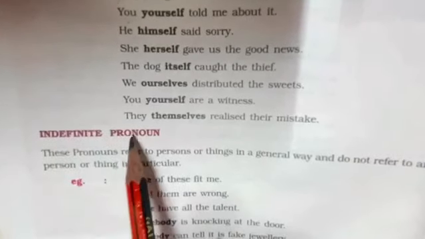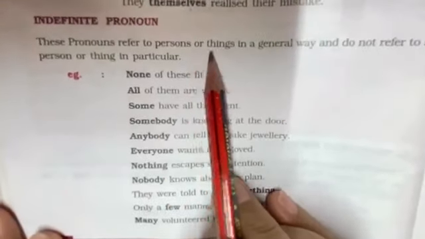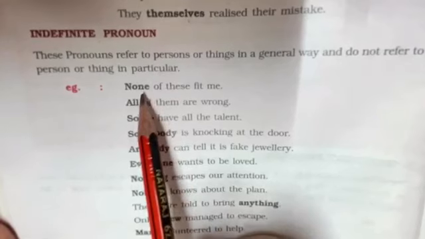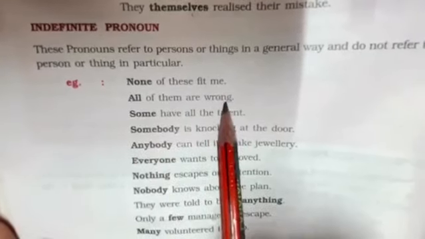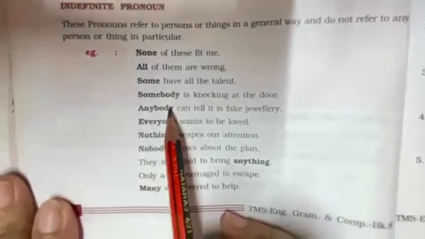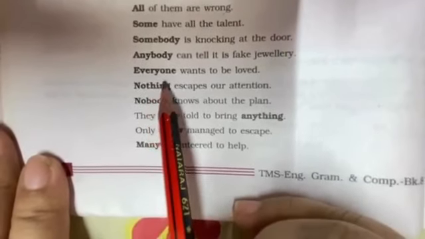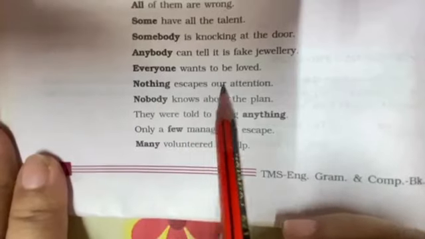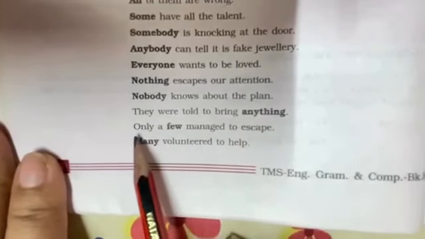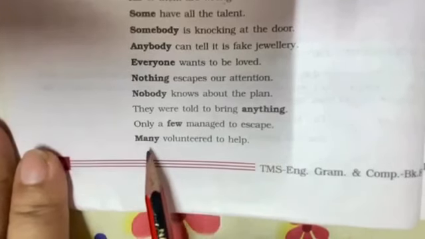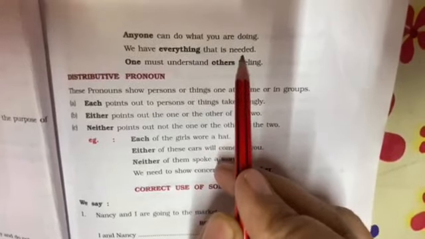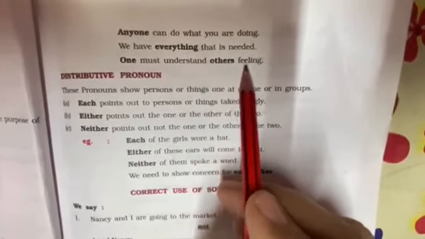The next one is the indefinite pronoun. These pronouns refer to persons or things in a general way and do not refer to any person or thing in particular. Like, none of these fit me. All of them are wrong. Some have all the talent. Somebody is knocking at the door. Anybody can tell it is fake jewelry. Everyone wants to be loved. Nothing escapes our attention. Nobody knows about the plan. They were told to bring anything. Only a few managed to escape. Many volunteered to help. Anyone can do what you are doing. We have everything that is needed. One must understand others' feelings.